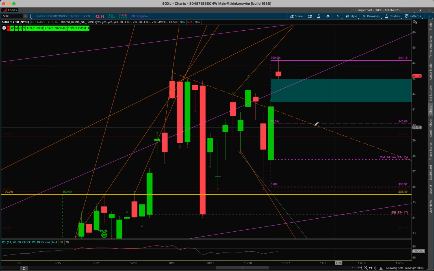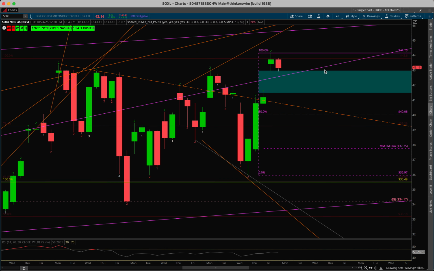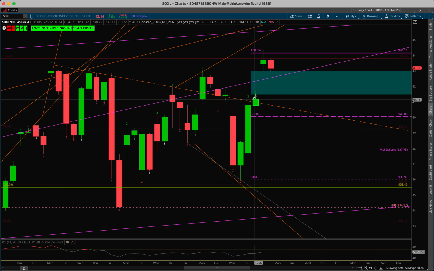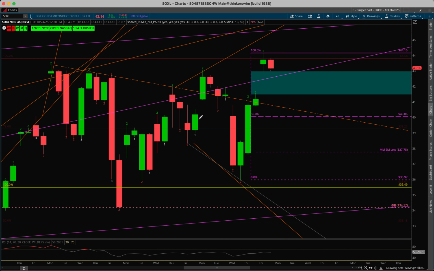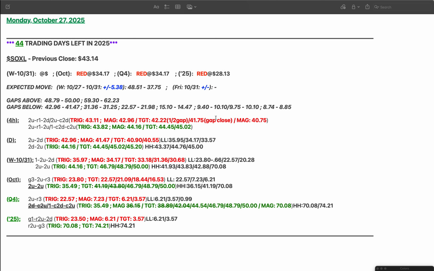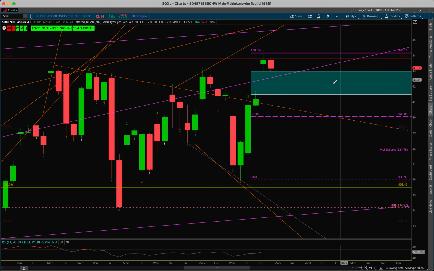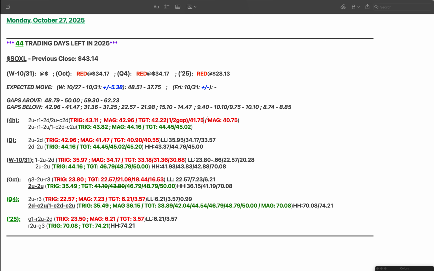I guess we could throw in 40.06, last week's 50%, because the move would take us all the way down here. Oh goodness, that's why I'm looking at the day chart, not the 4-hour chart. I apologize. So the gap close would give us that, and then the full move of the 2 up combo 2 down would be that 40.75. That's why we had that in there. I was on the wrong chart, right? It wasn't last week's high, it's just the magnitude of the 2 up combo 2 down. 40.75, yeah, that's actually the magnitude.